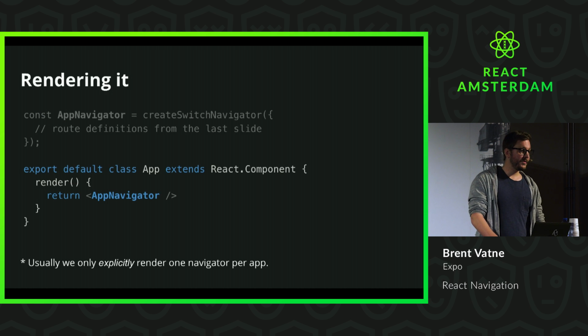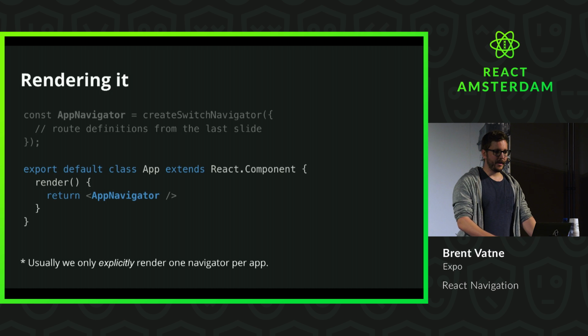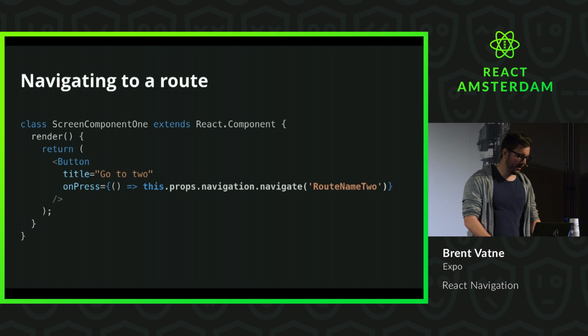So when you actually want to use this navigator that you've now created, you have to render it. So you just drop it inside of some other React component and render it like that. It's important to note as well that you should only explicitly render one navigator in your app, and other navigators should be nested as screen components. So they should be composed as routes within this other navigator. We'll see that more concretely later on.